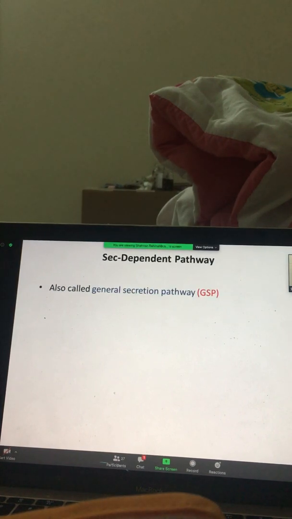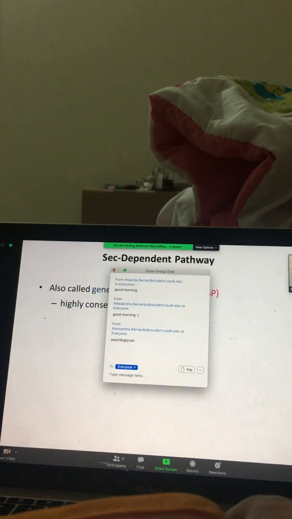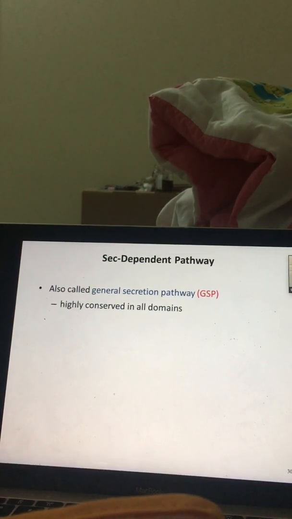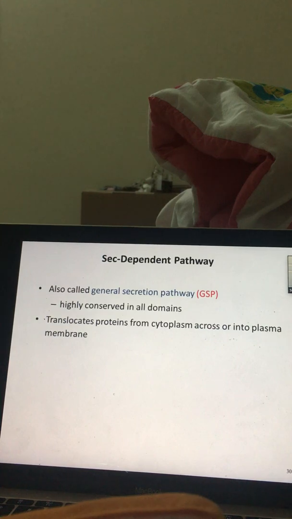This is also called the general secretion pathway, GSP is what we call it. This is highly conserved in all domains. That means your bacteria, archaea, and eukarya all have this general secretion pathway. It helps in translocation of proteins from the cytoplasm across the membrane or into the plasma membrane. Some proteins that have to be embedded into the plasma membrane use the GSP, or if it is to go across the membrane and into the periplasmic space, this is also used.